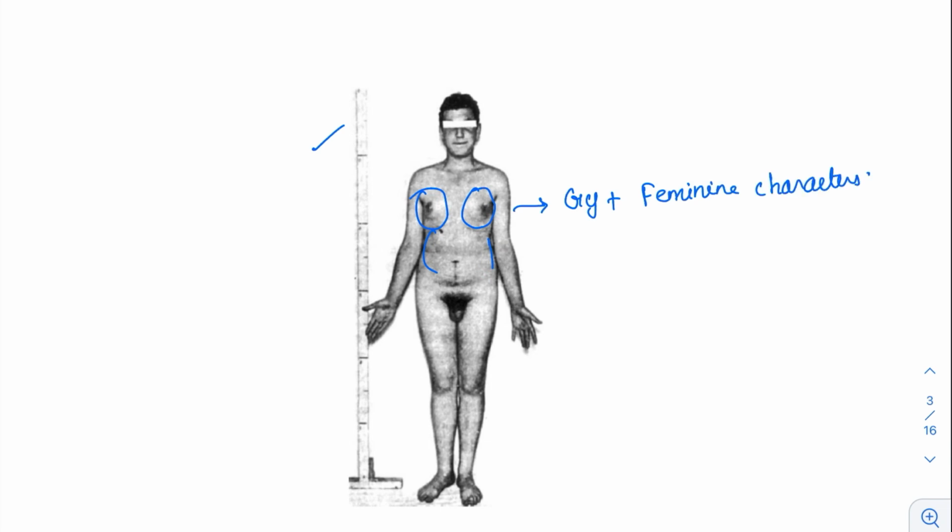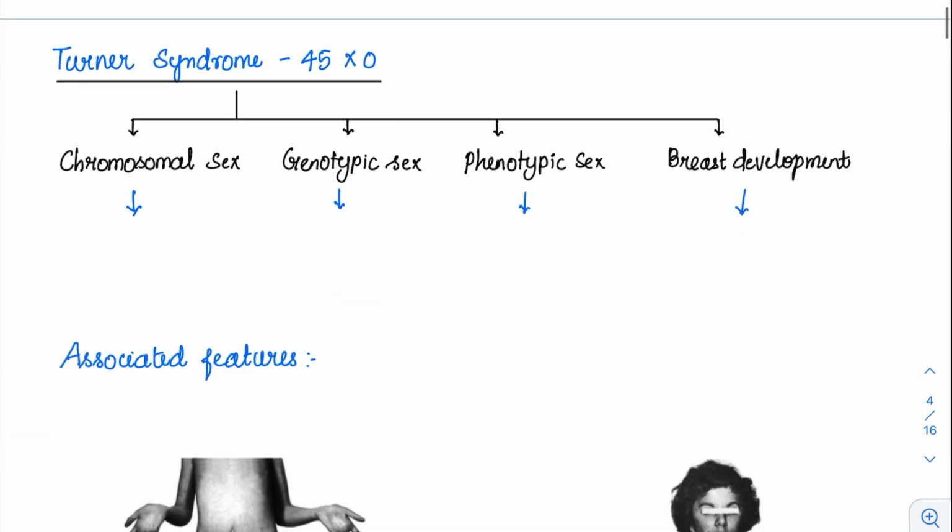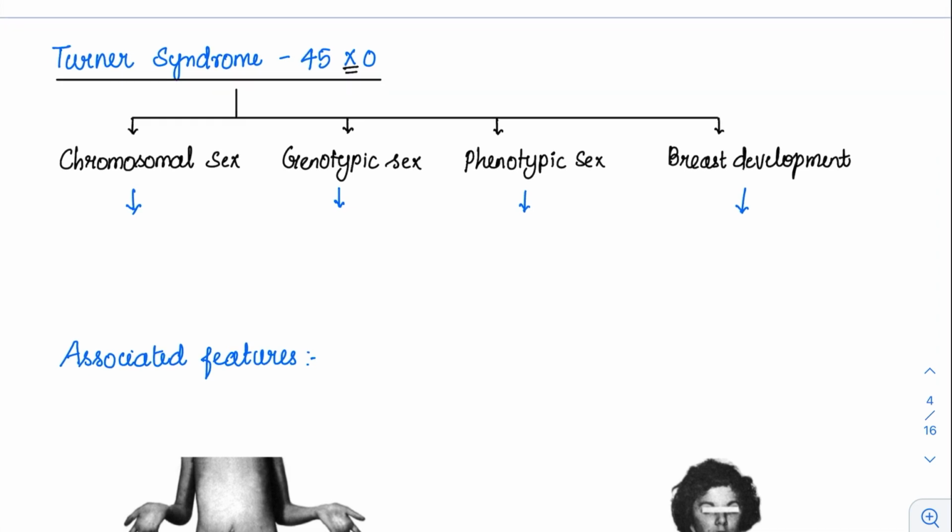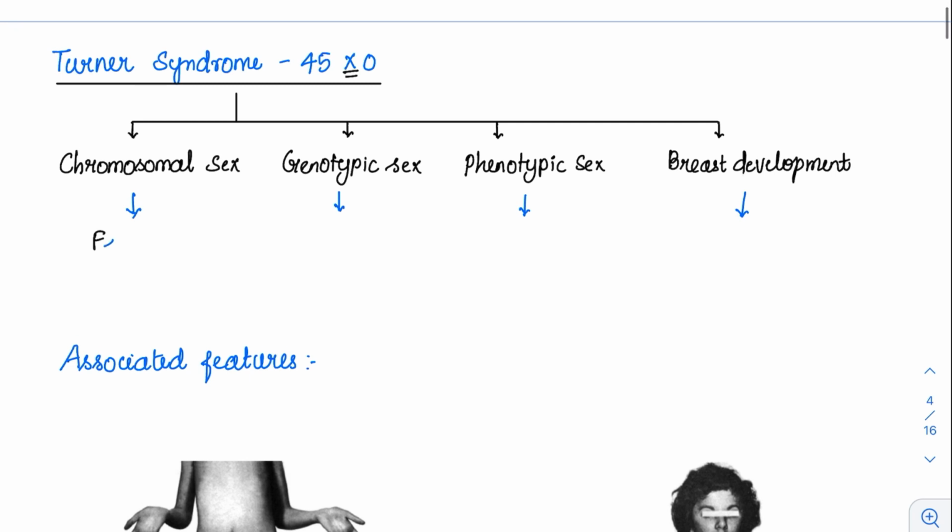Then coming to the next disorder, which is called Turner syndrome. What was the chromosomal defect there? It is 45XO. Again, what will be the chromosomal sex? Chromosomal sex X is there, and obviously Y is not there. So the chromosomal sex tells us the person is a female. What is the genotypic sex? Here the genotypic sex is ovary. Again, there is absence of one X chromosome, so the ovary is not developed properly. It will lead on to streak ovaries.